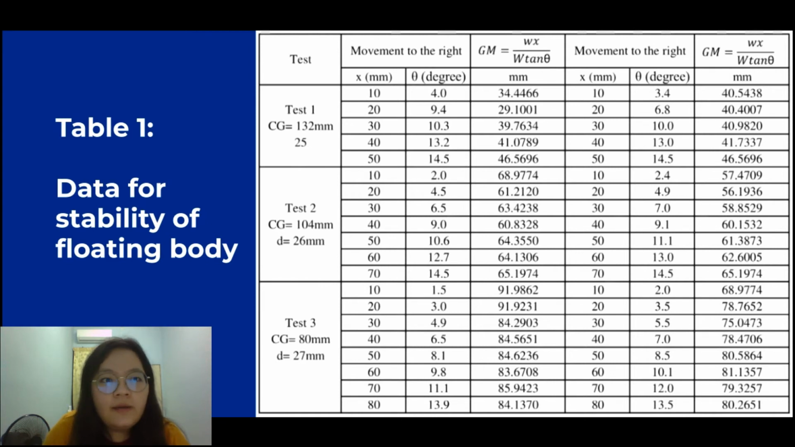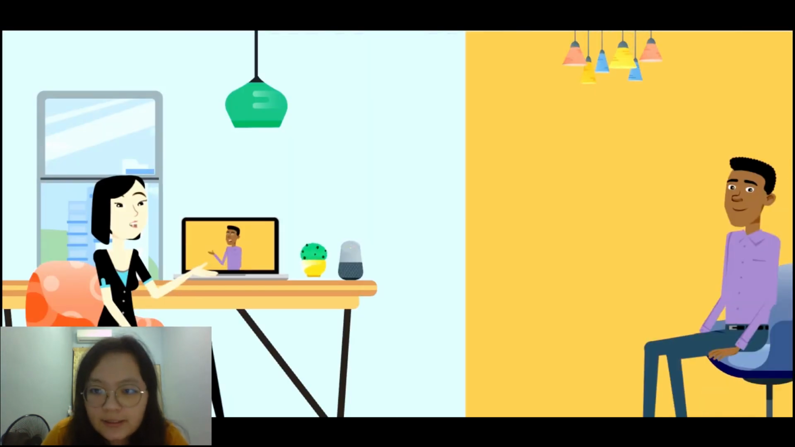We had recorded the center of gravity, CG, and the distance by which the horizontal weight is moved, that is D. Meanwhile, we also recorded the distance by which the horizontal weight is moved, that is X, and the angle of tilt in degrees. From the data collected, we can calculate the GM, which is the distance between the body's center of gravity to the metacenter, from the equation given.